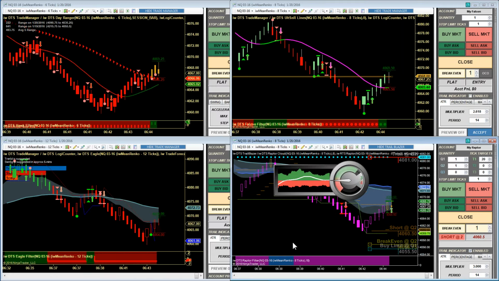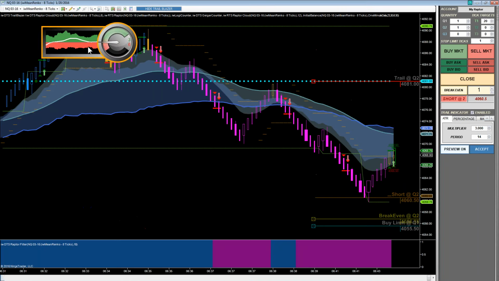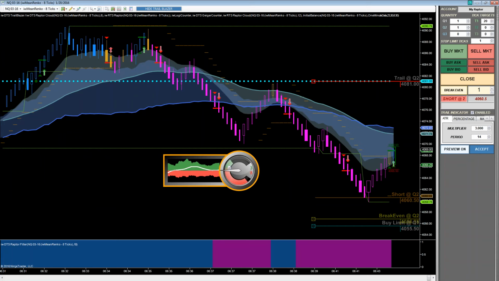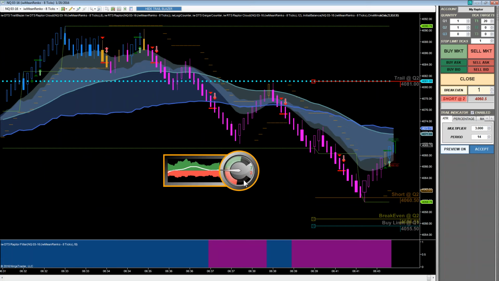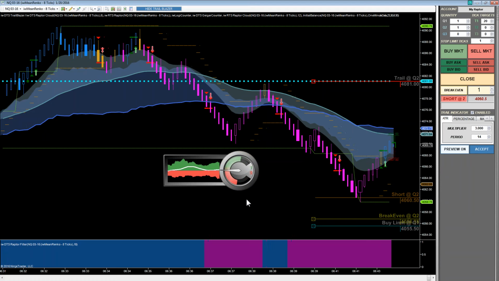I'm just going to let that go for a moment. Oh, here, you're probably wondering what the heck is this dial thing on here? This is the Geiger counter. This is the latest tool from Indicator Warehouse. And what the Geiger counter does is it shows you the time and sales. It's a visual of the time and sales. So you've got a histogram here. You can see how the time and sales are unfolding.